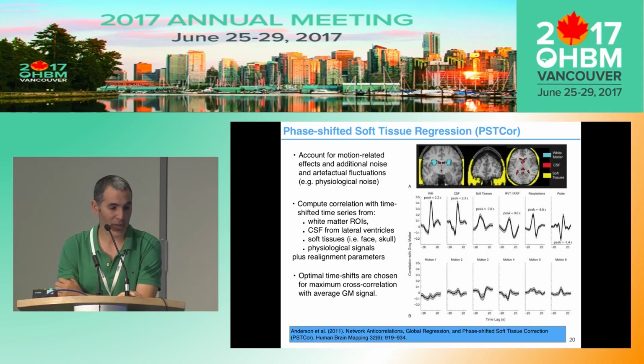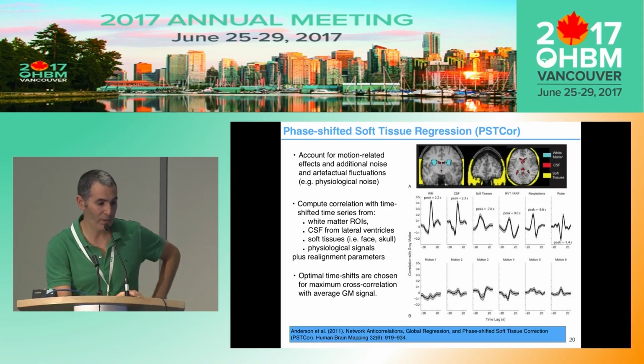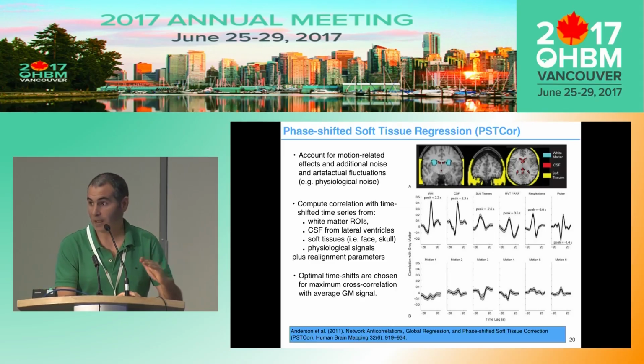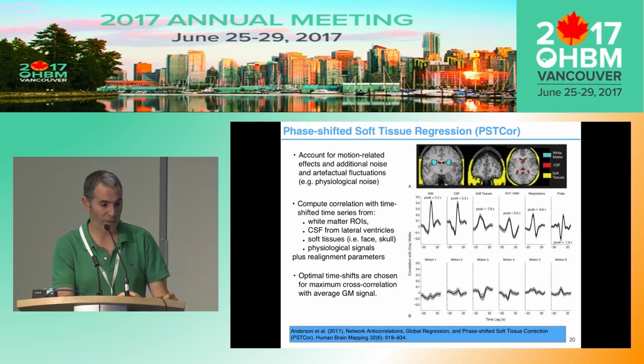physiological noise. So for instance, in this approach, phase-shift soft tissue regression, what they propose is to compute the average time series of white matter, the CSF from the lateral ventricles, or from soft tissues like the face, the skull, and then, of course, get the realignment parameters, and then cross-correlate each of these time series with the average signal of the brain or of the gray matter, and then compute the optimal lags for each of the regression, and then incorporate these lagged time series into the model as nuisance regressors.